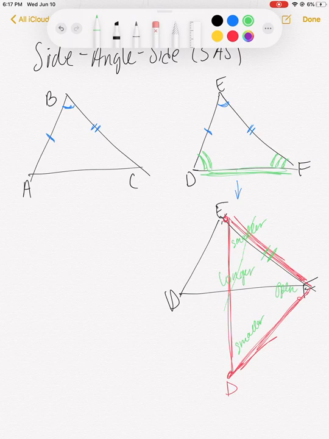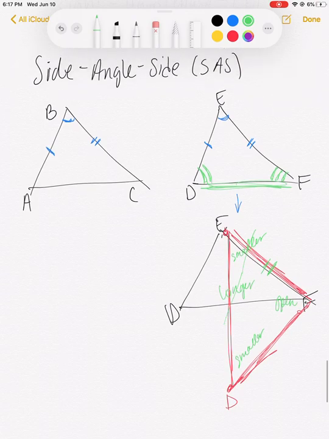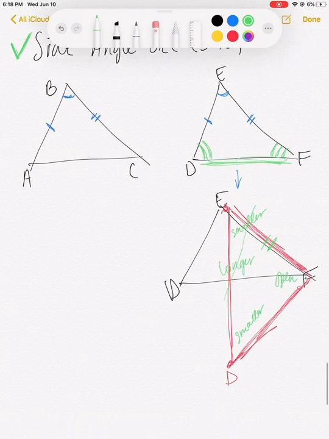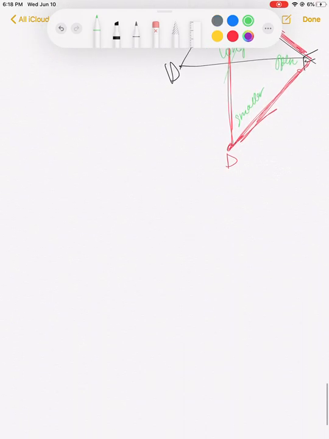Okay, and thus no counterexample can be made. Similar arguments can be made for the other parts, but in short, no counterexample can be made. And thus, every time we make a side-angle-side correspondence, the two triangles must be congruent. Okay. Last one. Thanks for hanging in there.